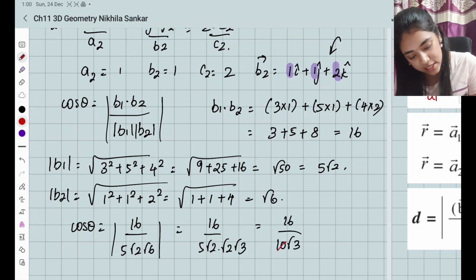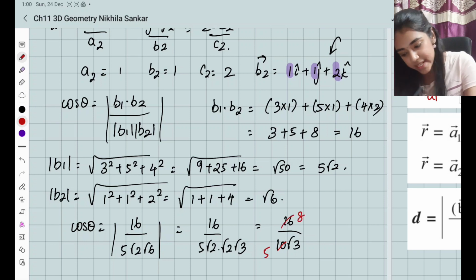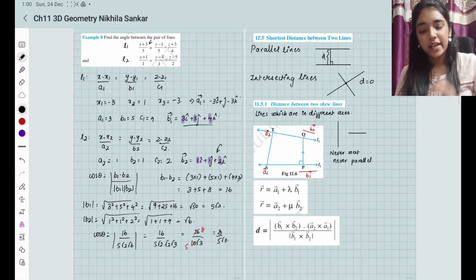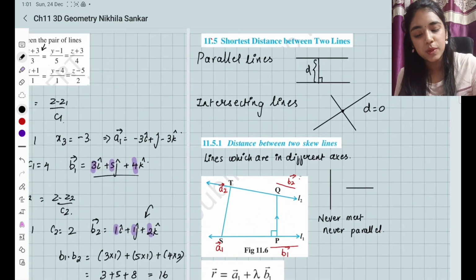I can cancel this. So, 2 5s are, 2 8s are. So, I have 8 by 5 times root 3. Okay, please copy. இப்போ next topic, shortest distance between two lines.